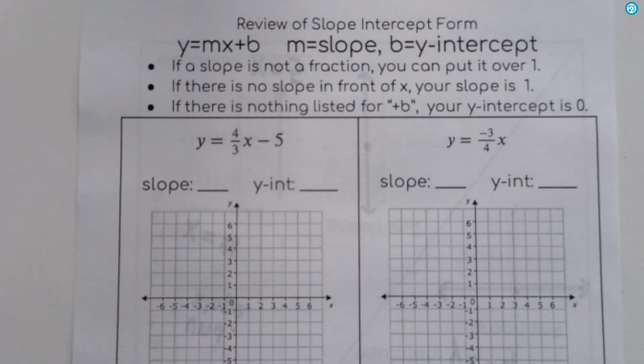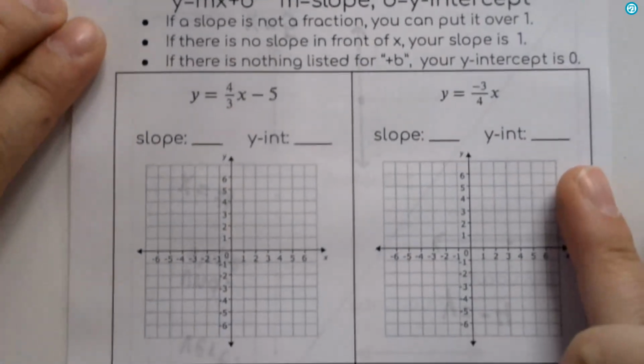We have y equals mx plus b. M is our slope, b is our y-intercept. If our slope is not a fraction, you can put it over 1. If there is no slope, your slope is 1. And if there's nothing listed for plus b, your y-intercept is 0. So on this first one, we don't need to do any of that. We've got y equals 4/3 x minus 5. So my slope is 4/3. My y-intercept is -5.